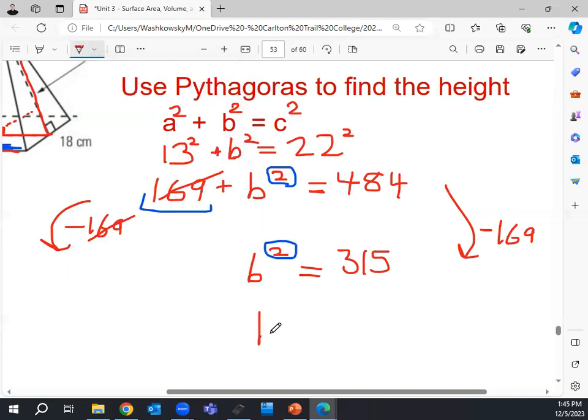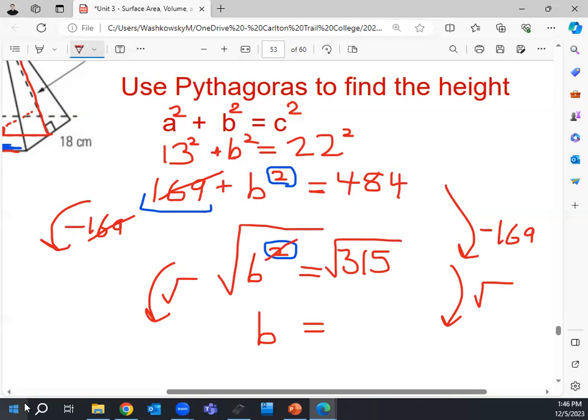I want to figure out what just b is, so I need to do the opposite of this. It's squaring. So what's the opposite of taking the square of something? Square rooting. So I need to square root the whole thing. If I do that, these are going to cancel out, and I'm just left with the square root of 315, which is 17.75.